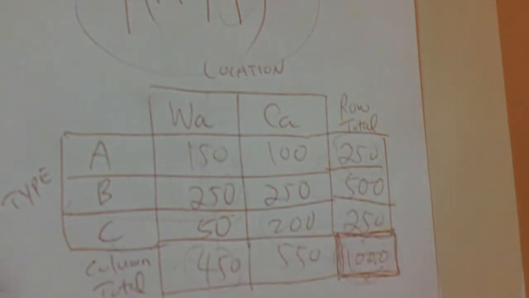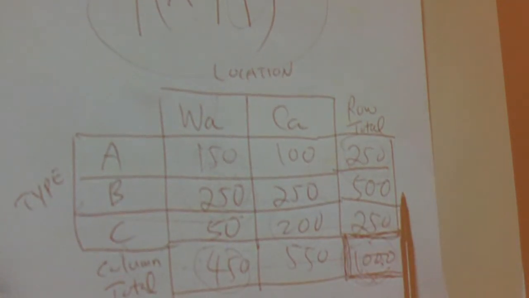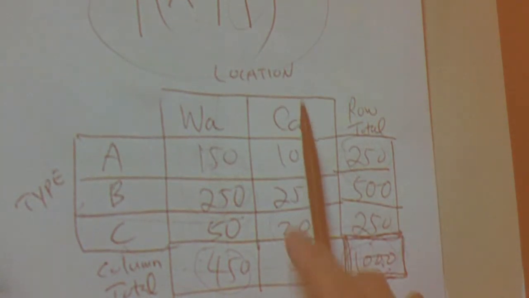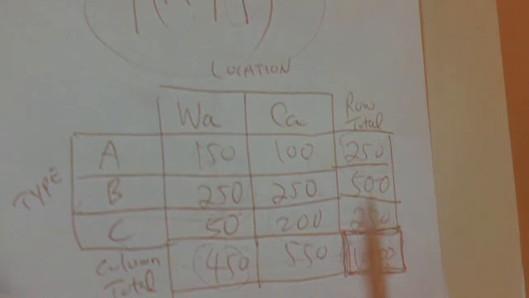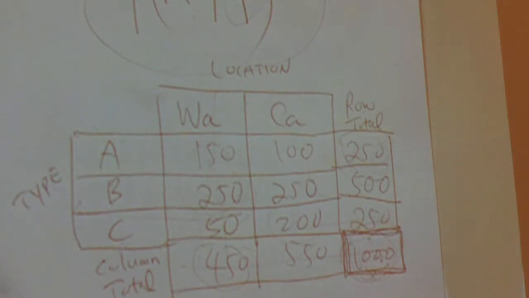Similarly, you can also compute the conditional probability on type. Like given type B, what is the probability that we have California beer? It's going to be 250 over 500. So either you condition on column or you condition on row, you can find the conditional probability, right? It's pretty clear. And how about joint probability?